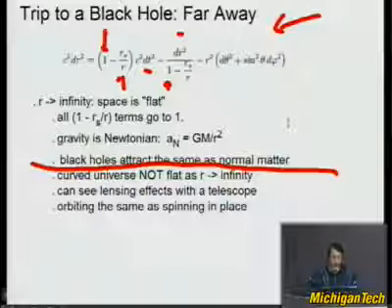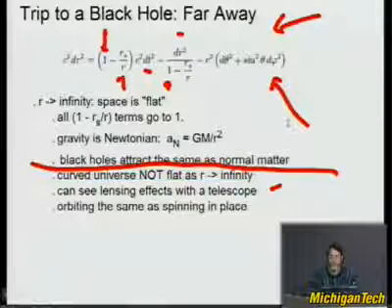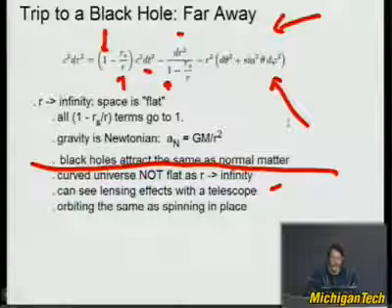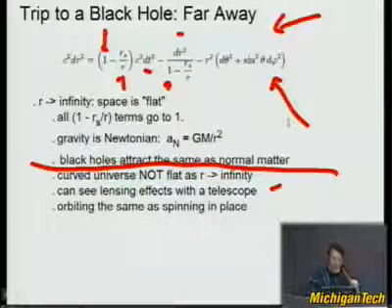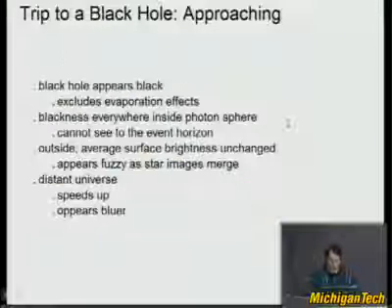Also, you can see these gravitational lensing effects. You can see the deflection of light near black holes with a telescope, and there are now known gravitational lenses where you can see the effects. We'll review some of those. And orbiting the black hole, looking at the outside universe, would be similar to spinning in place.